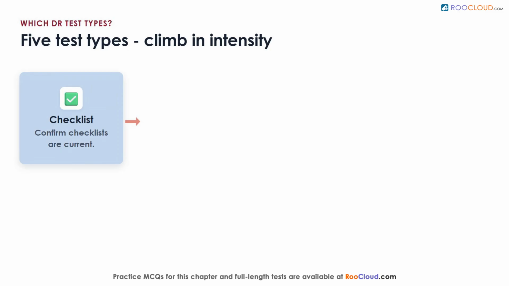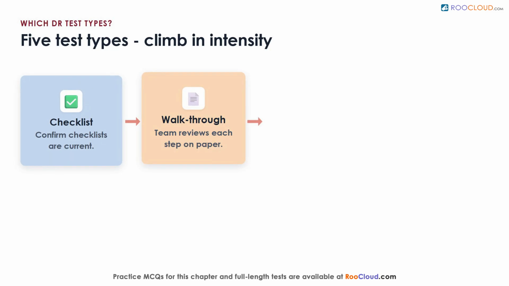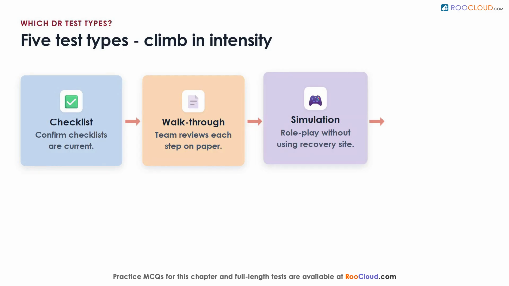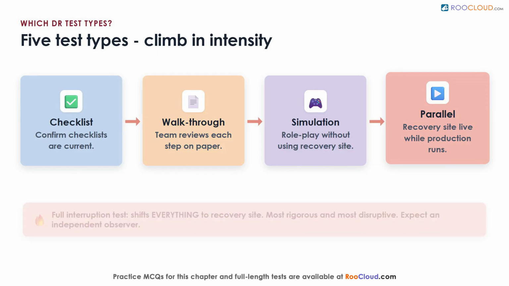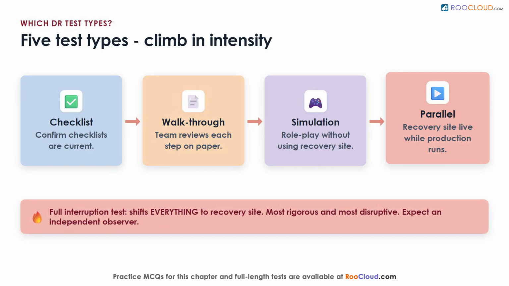A checklist review confirms the recovery checklists are current. A structured walkthrough has the team review each step on paper. A simulation role-plays a scenario without using the recovery site. A parallel test brings the recovery site live while production keeps running. And a full interruption test shifts everything to the recovery site. That last one is the most rigorous and the most disruptive. Start simple and grow more demanding to build confidence.